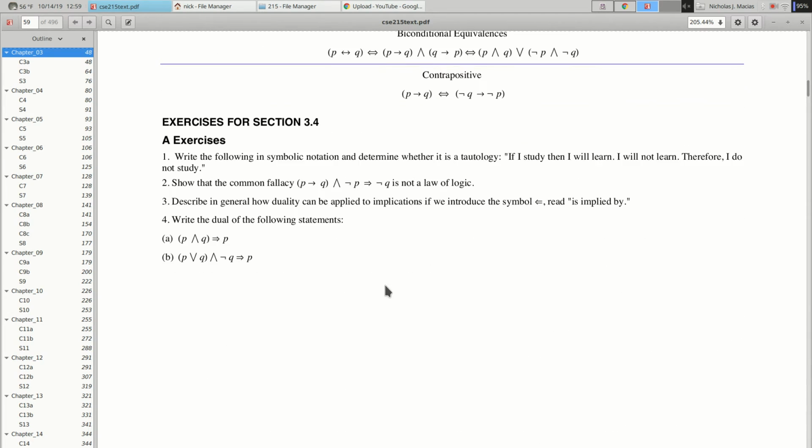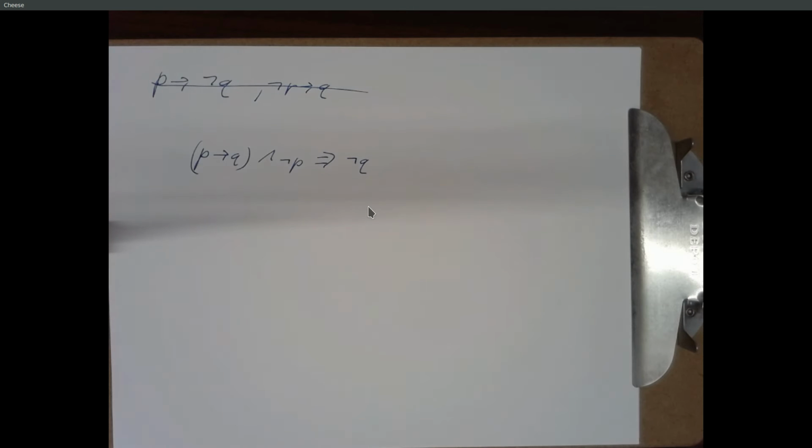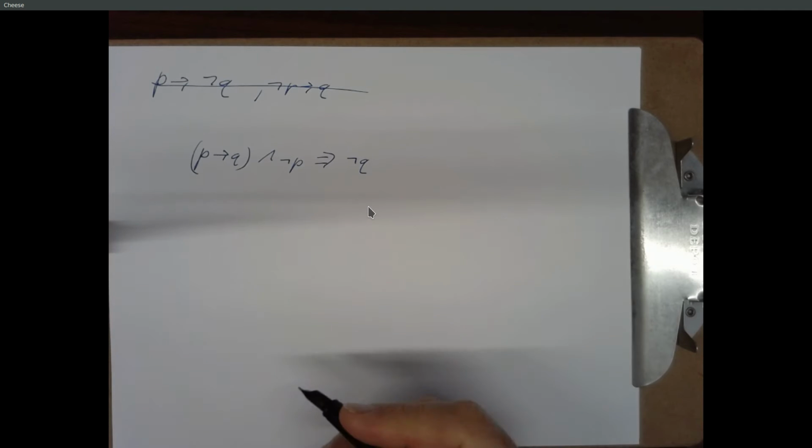3.4, number 2. Show the common fallacy is not a law of logic. And that one we didn't have 2 proofs for. All you got to do is find a counterexample, and that will be a sufficient demonstration. Or we could use a truth table. You could use a truth table. You can use an example. So what would that look like if you did a truth table for it?